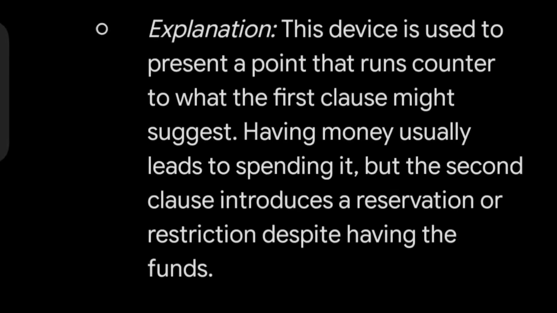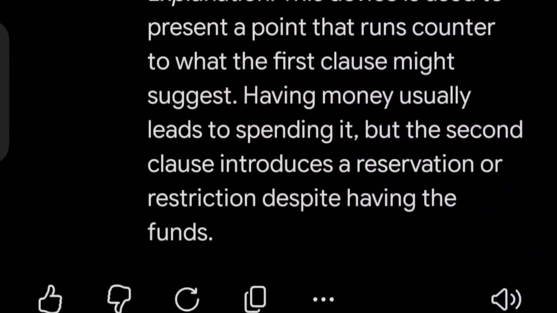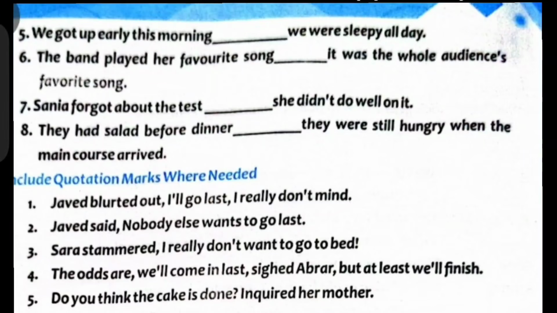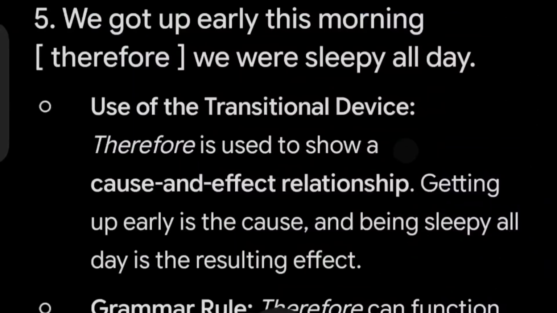Explanation: This device is used to present a point that runs counter to what the first clause might suggest. Having money usually leads to spending it, but the second clause introduces a reservation or restriction despite having the funds. And now the grammar rules used for the sentences visible at the top of the image, numbered 5 to 8.